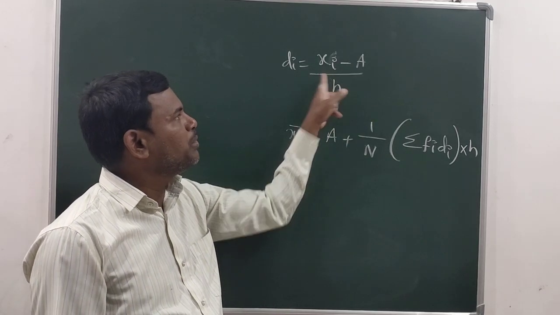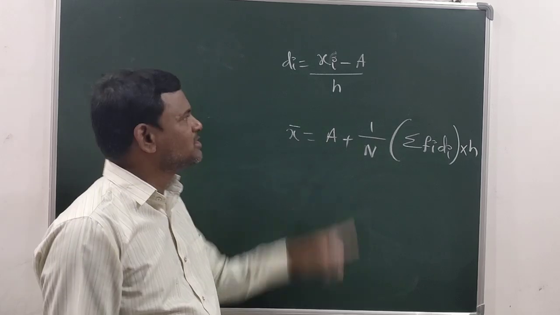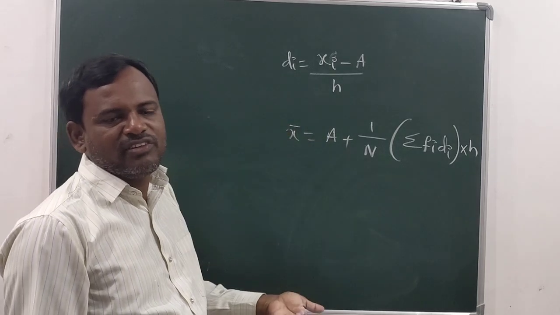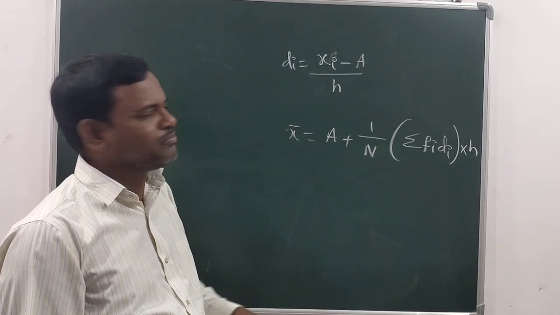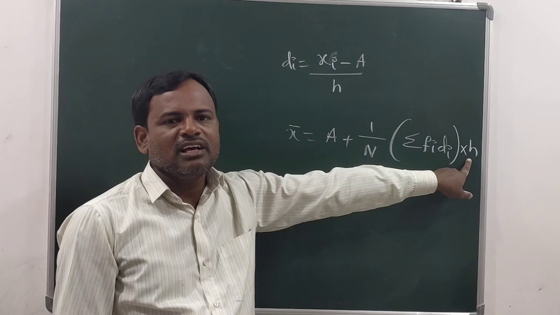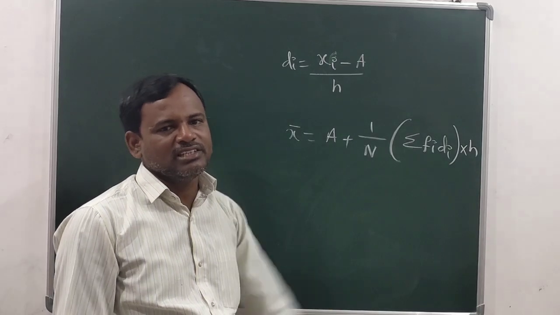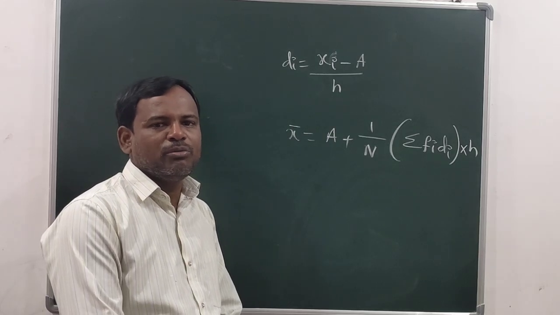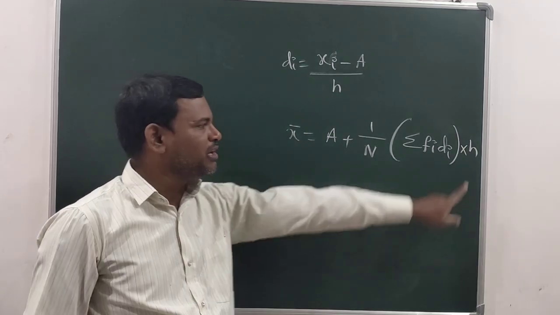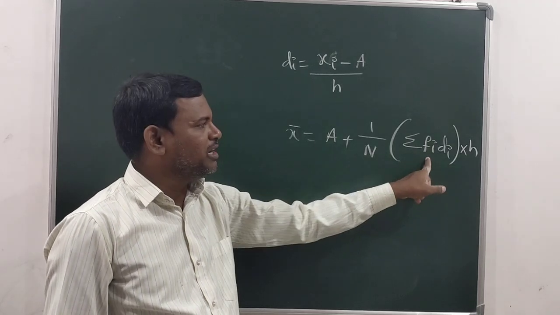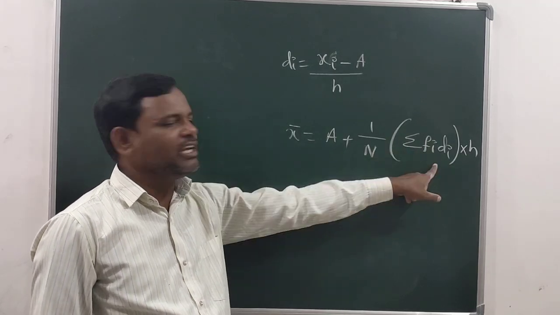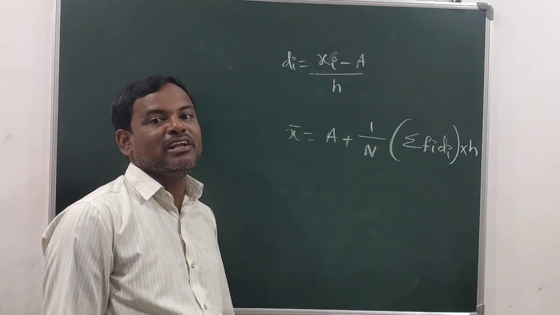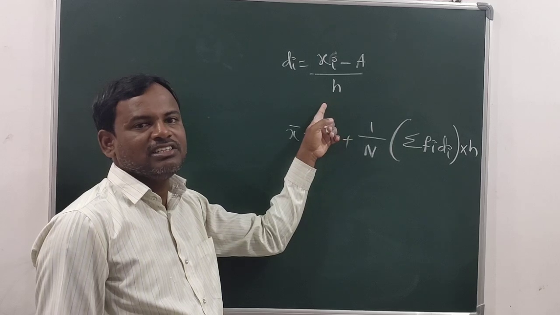So di you have to prepare like this, xi minus A by h, where x1 represents the first class, x2 represents the second class, and so on. h is the length of the mean class. How to find the length you know: upper boundary minus lower boundary of the mean class, so that you will get h. Now here sigma fi di is given, 1 by n. Di means deviation. So deviation should be measured by this formula, xi minus a by h. What is h here?